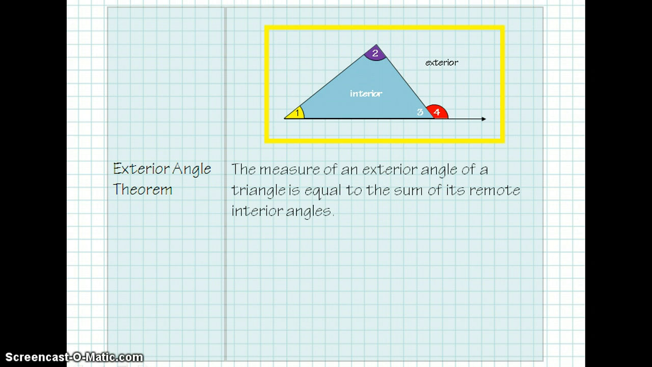And we can actually take a minute here and show you why this is true. I know that angle 3 and angle 4 add up to 180 because they're a linear pair. And I know that 1, 2, and 3 add up to 180 because they're inside a triangle. So I can set them equal to each other. Then I can subtract off the measure of angle 3, because it's in both of them, and I end up with the thing that we're trying to prove here. So the measure of angle 4 is equal to 1 plus 2.